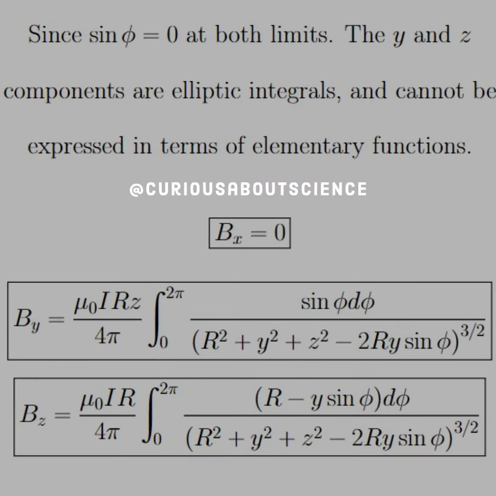The next part is the most important. Since sine of φ is not equal to 0 at both limits, the y and z components are elliptic integrals and cannot be expressed in terms of elementary functions. So I'll list them below. But elliptic integrals in general are really messy, and if you're going to study this, you might want to see them more often, or go to something like complex analysis. There are several types of integrals you're going to run into in physics, but be aware they do exist.